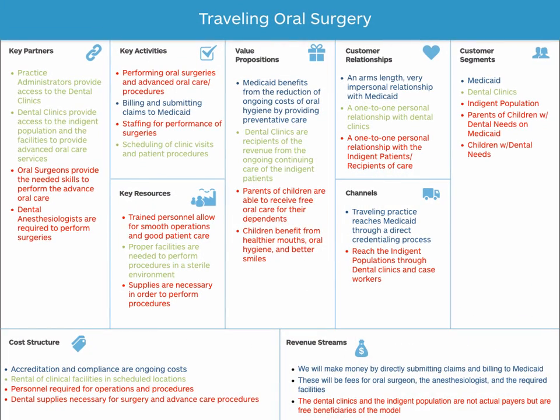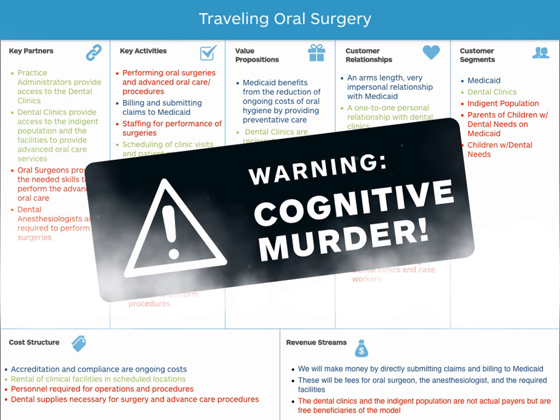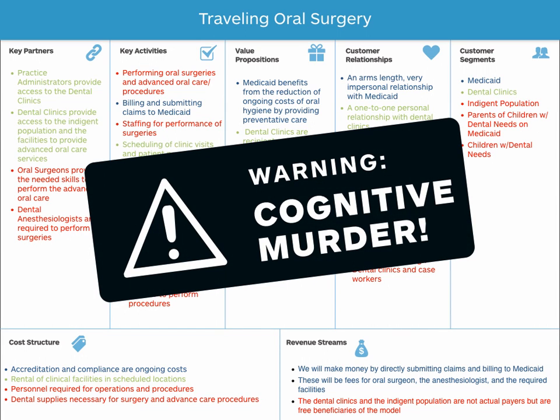Now, the first thing, and probably the biggest mistake that we see many people make, is that we see people reveal their entire canvas all at once right when they begin their presentation. And this is what we call cognitive murder. Like I said, it's one of the biggest mistakes that we see people make when they present their business model or their value proposition canvas for the first time. The reason we call it cognitive murder is because our brains can't handle all of that information all at once.